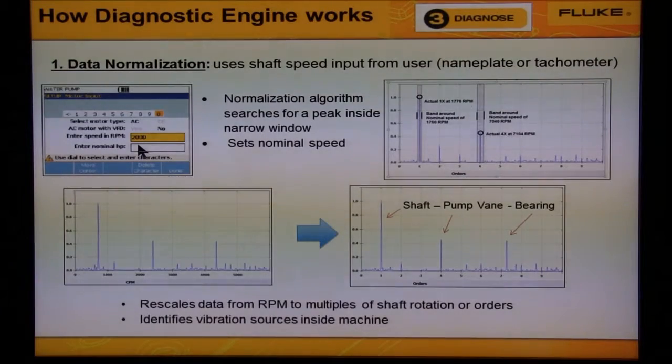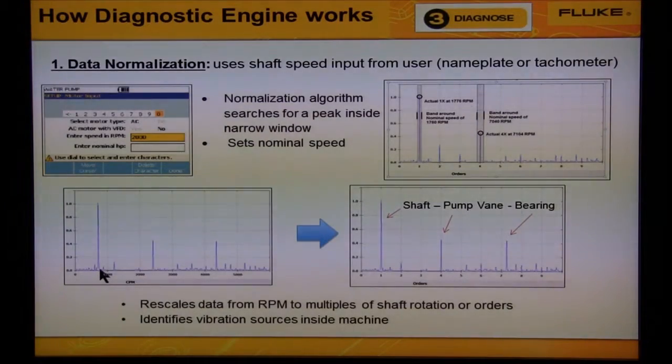Based on the target speed given by the user during the setup, the diagnostic engine looks for the largest peak inside a plus or minus 4% window. This is seen on the graph on the right. The largest vibration typically comes from the large, heavy mass of metal rotating at, say, 600 RPM.